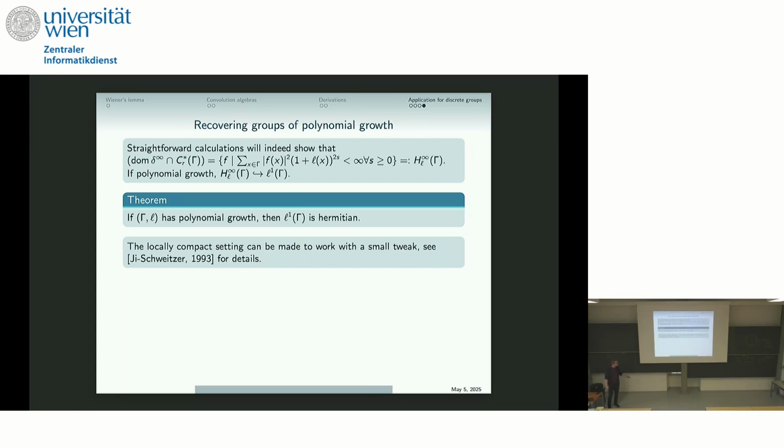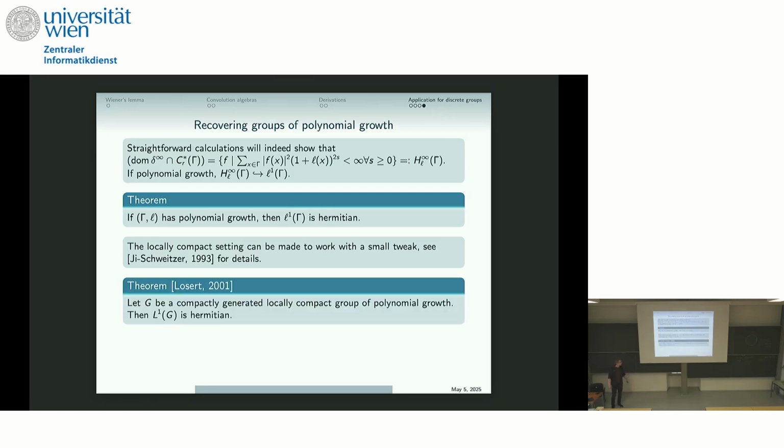It can be circumvented. Indeed, it was done so by Jolissaint and Schweitzer back in 1993 in a paper on rapid decay for cross products over locally compact groups. It's a very technical paper. It's hard to see what's actually going on when we translate it to our setting. But if you're willing to believe me that the top equality there can be tweaked a little bit by taking the intersection with an additional ideal in the so-called Rosenberg algebra of G, then, and again, taking intersections with C-star algebras is not going to affect Hermitianness, we recover Lostad's result. So if I have a compactly generated, locally compact group of polynomial growth, then L1 of G is going to be a Hermitian Banach star algebra.